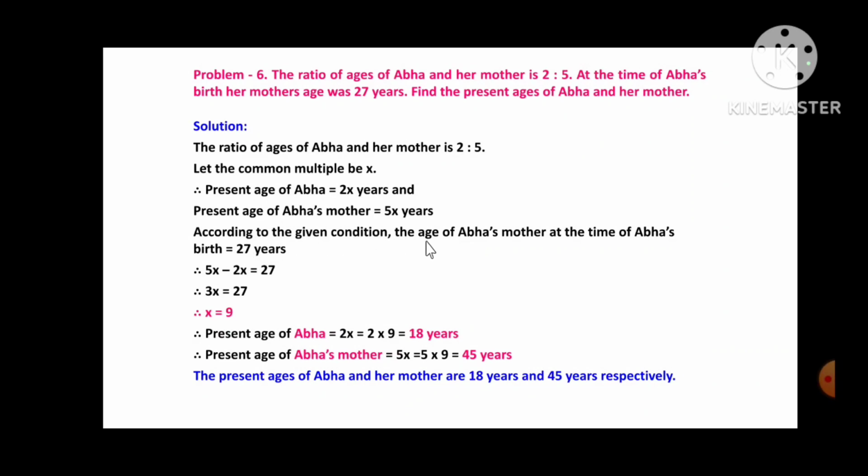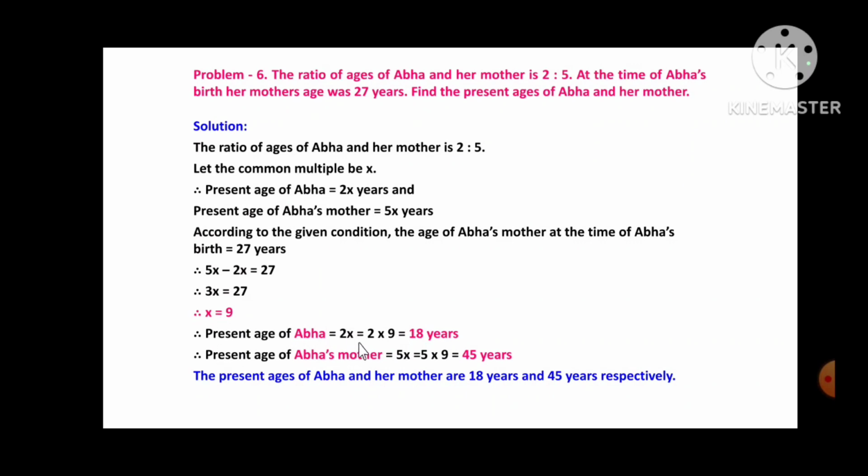According to the given conditions, the age of Abha's mother at the time of Abha's birth is 27 years. So 5x minus 2x is 27. This equation we have to solve. So 5x minus 2x is 3x, which is equal to 27. Therefore x is equal to 27 upon 3. Therefore x is equal to 9.